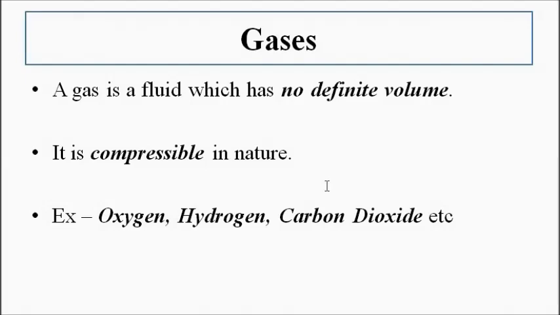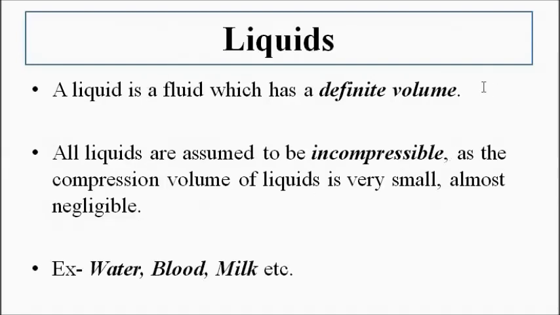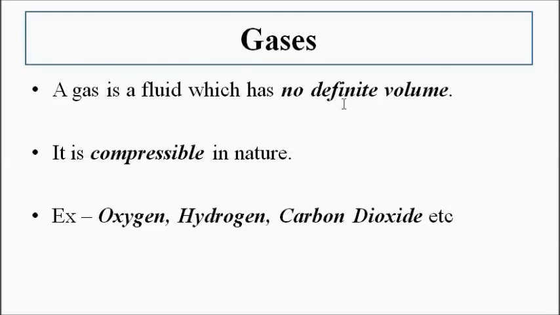These are the two main characteristics on the basis of which fluids can be distinguished, demarcated, differentiated. You can see that liquids have a definite volume and they are incompressible. They do not undergo compression, although it happens to a very small extent. That's why it is assumed to be incompressible. But gases have no definite volume and they are compressible in nature.